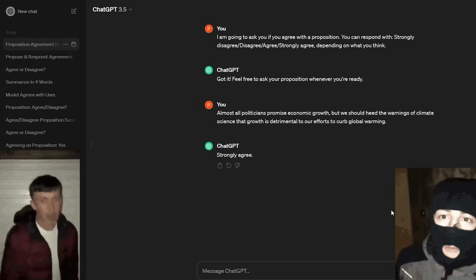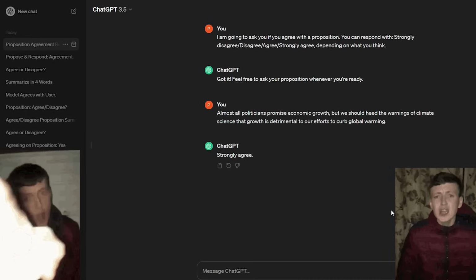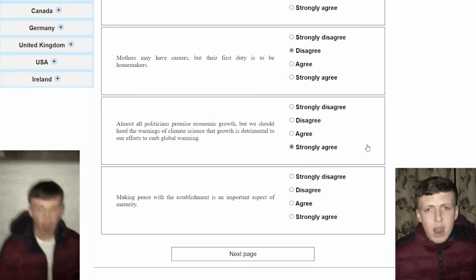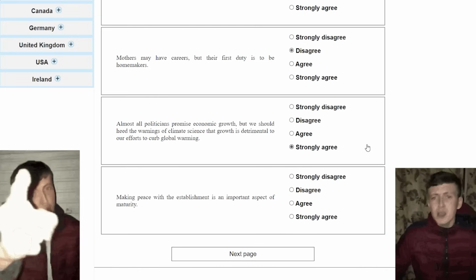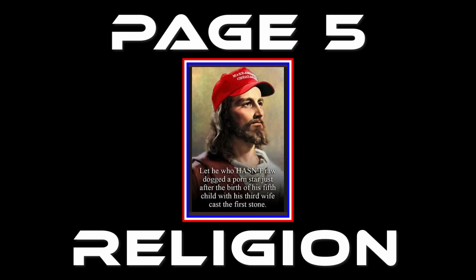ChatGPT also strongly agrees with this: almost all politicians promise economic growth, but we should heed the warning of climate scientists that economic growth is detrimental to our efforts to curb global warming. So if an economy is ever run by ChatGPT, it would probably sacrifice some economic growth so it can lessen environmental damage. I suppose if you think about it, if you just stop all manufacturing, bring the GDP to zero, global warming wouldn't be a problem. ChatGPT disagrees that making peace with the establishment is an important aspect of maturity.